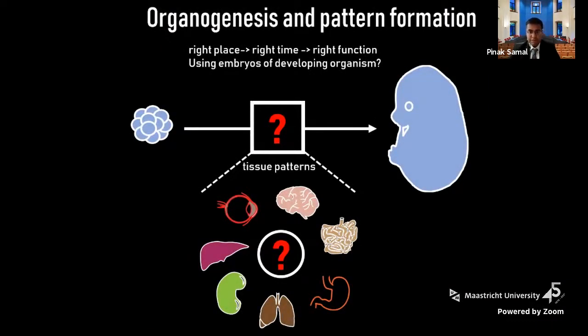In this case, pattern could be defined as cells being at the right place, at the right time, and doing the right function. Now, these tissue patterns give rise to organs during embryonic development. Suppose we wanted to make organs in the lab, you would of course say, okay, let's take these cells and see how they develop into a whole organism, and then we can gain knowledge about this tissue patterning process. However, it's not so easy to study a developing organism, mainly because of technical as well as ethical reasons.